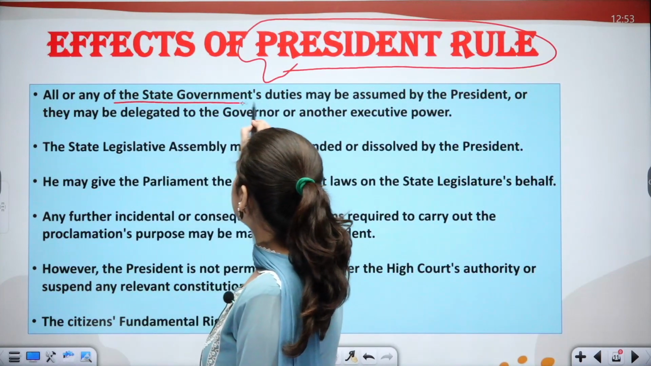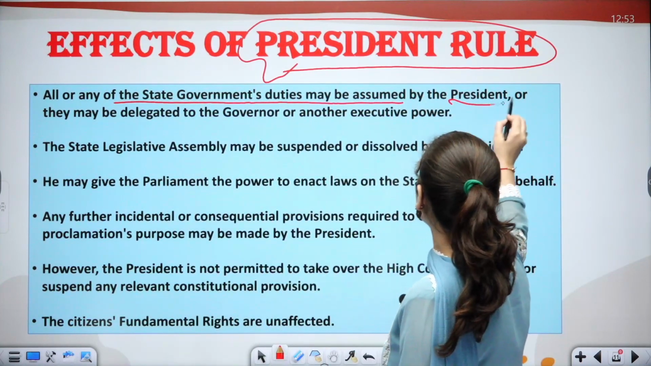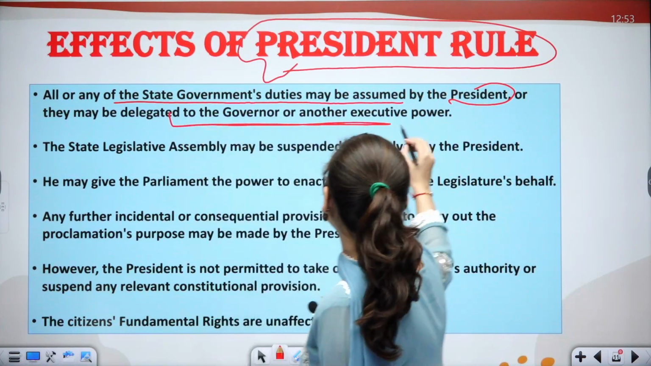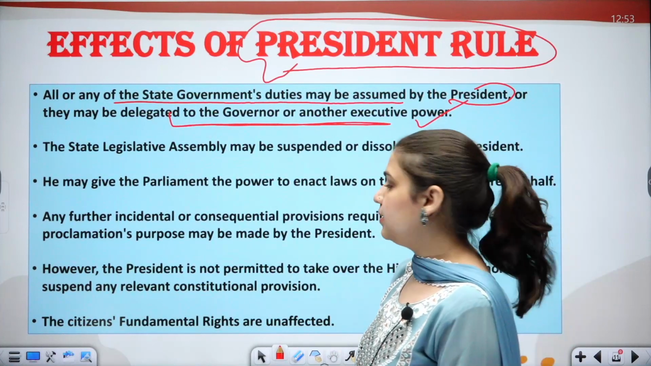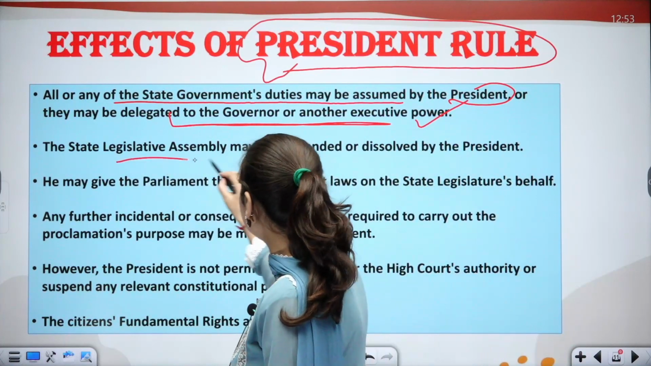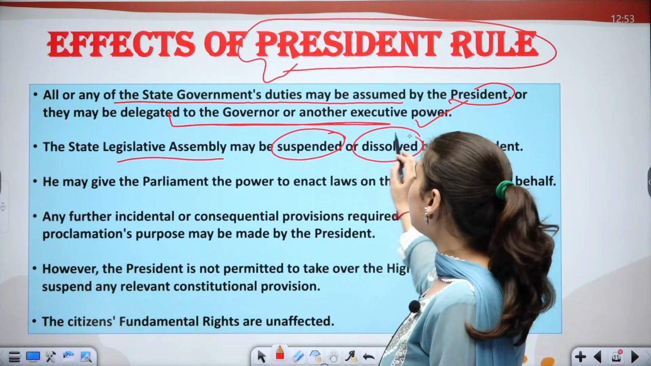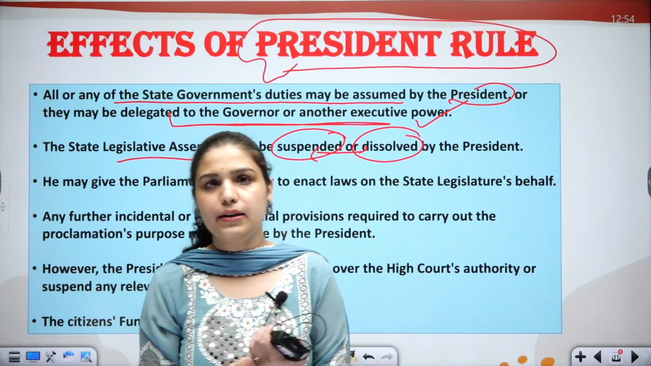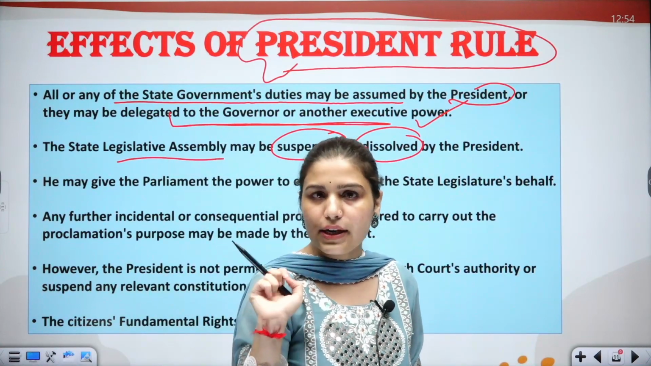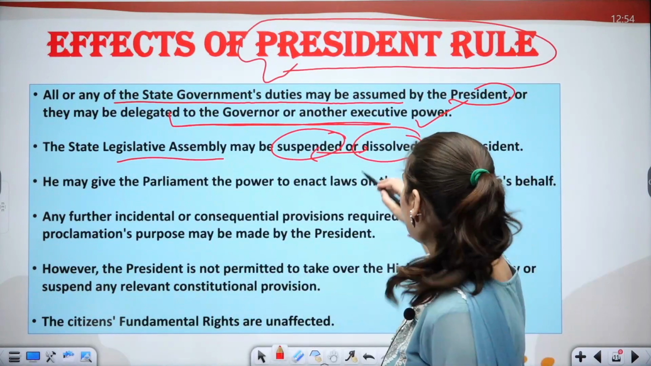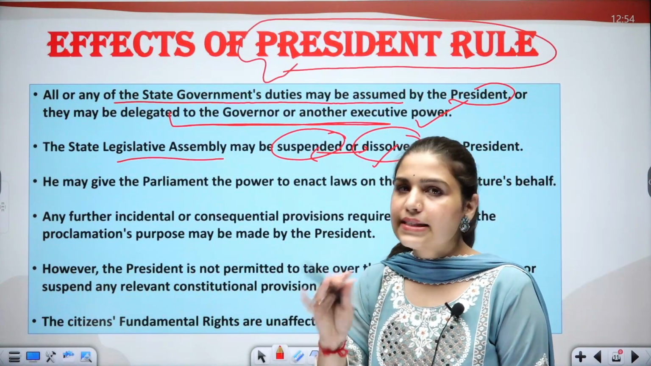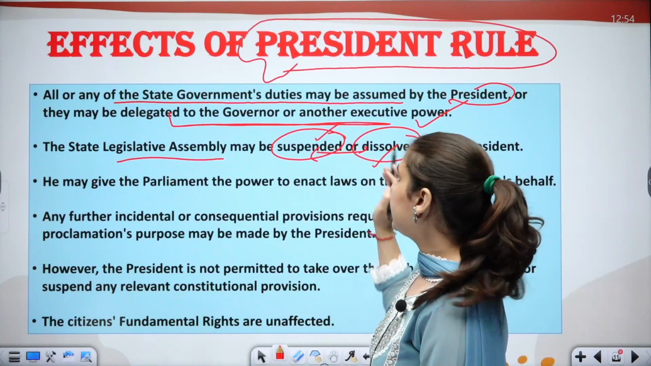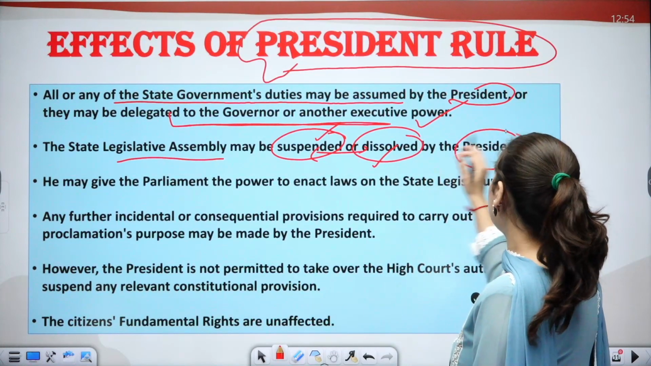All or any of the state government functions may be assumed by the president, or they may be delegated to the governor or any executive authority as the president considers fit. The state assembly may be suspended or dissolved. So you have to remember these. The president can suspend the state assembly for a certain period of time, or the president can dissolve it if it is necessary. Both things can happen. So always remember, it can be suspended or it can be dissolved by the president.